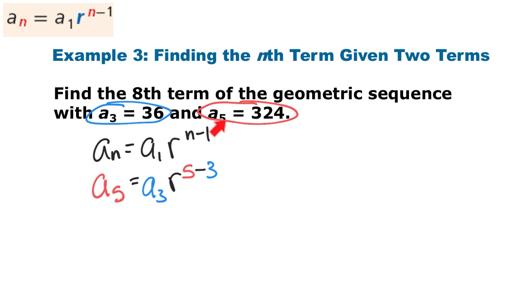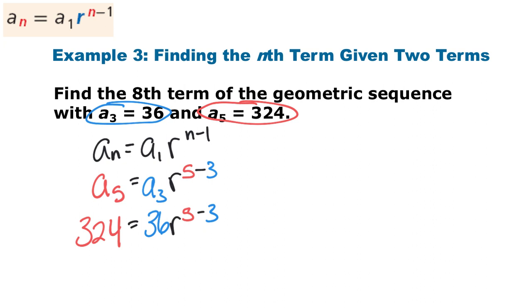A sub 5, which I know, is going to be equal to a sub 3, which I know right here. And then here's what changes a little bit too. The exponent, n, is right here. That's going to be 5. And then instead of -1, you notice how 1 is the term number of this one? Well, here I use the 3rd term, so this is going to be 3. So I filled in what I knew here from the two terms that I was given. So now I can solve for r.